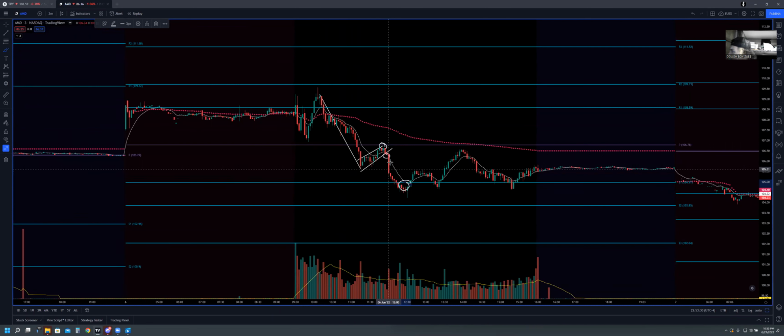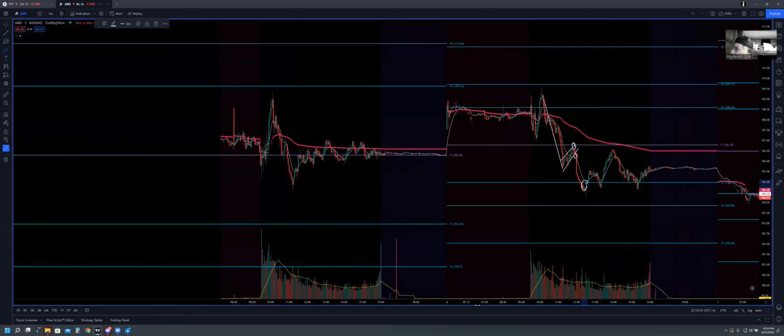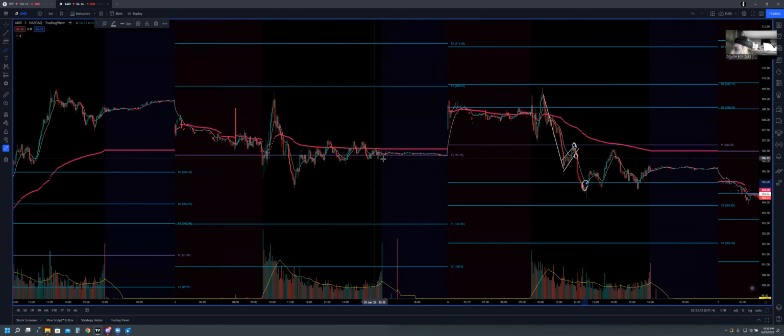And look at that huge dump. This was from like 106.5 all the way down to like 104.9. It's about a $1.50 move. It's pretty sweet. Then right here you can see that we got choppy.